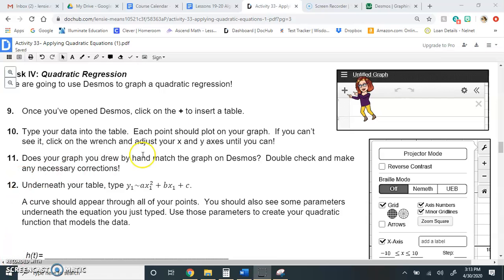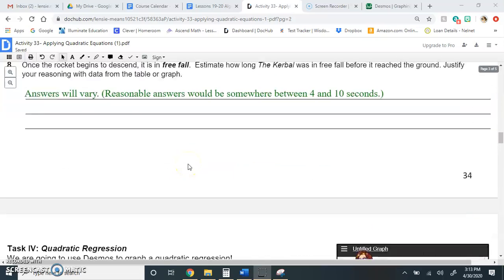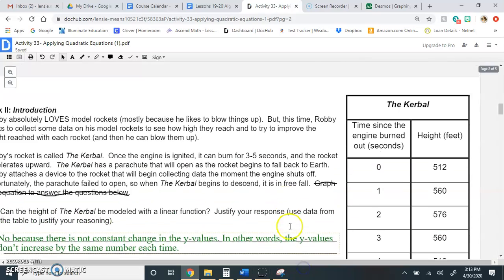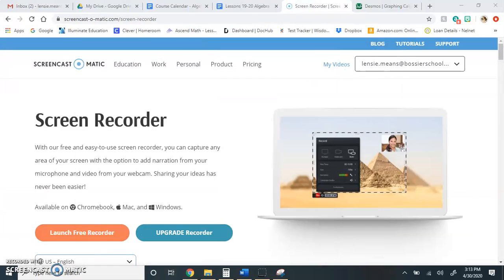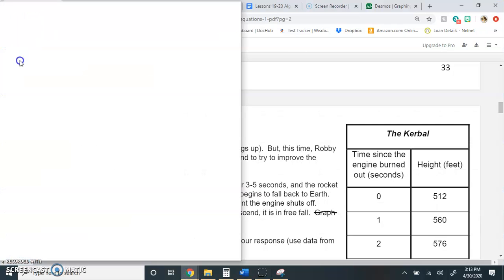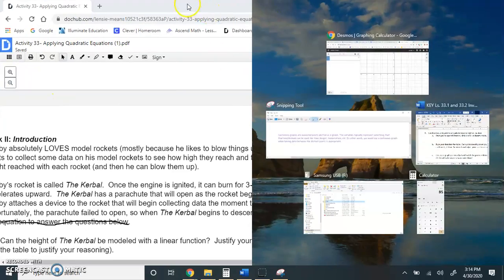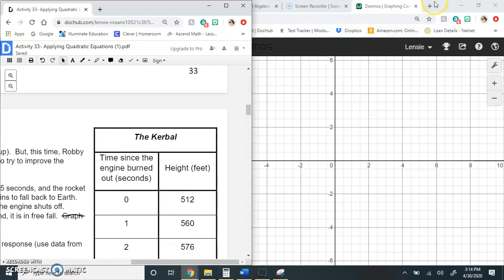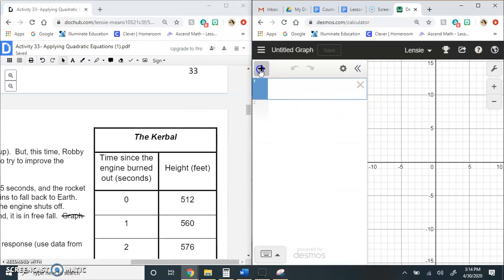So we're going to insert a table, and then we're going to type our data into the table. So I'm going to go back up to our table so when we're ready, we can pull the data from here. There it is. I needed it to open in another window. Okay, bear with me here while I get my stuff set up. And then, of course, I have my Desmos over here, so I'm ready to add a table. I'm going to enter these values.